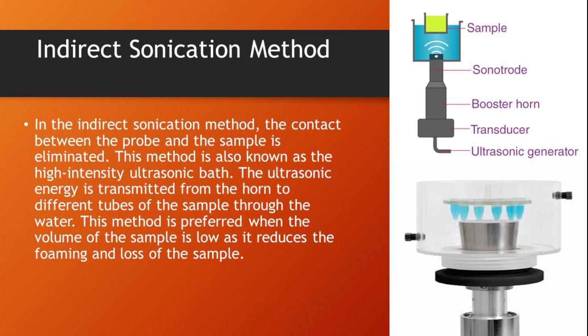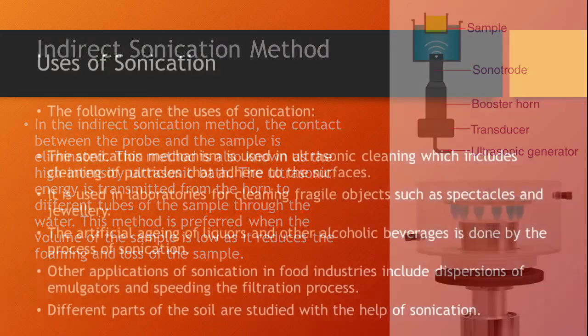In the indirect sonication method, there is no direct contact between your sample and the probe. Samples are put into a water bath and the probe is dipped into the water bath, and the ultrasonic waves generated from the probe travel through the water to the sample. So energy is transmitted from the horn to different tubes of the sample. This is the preferable model when you have multiple samples and the sample volume is very low.